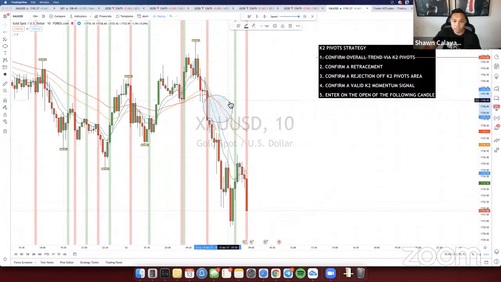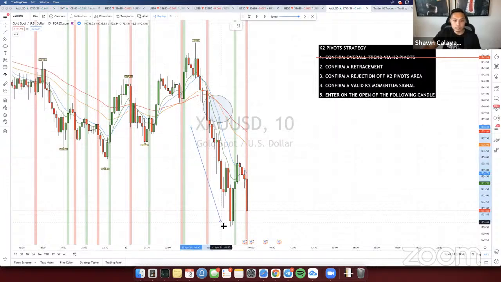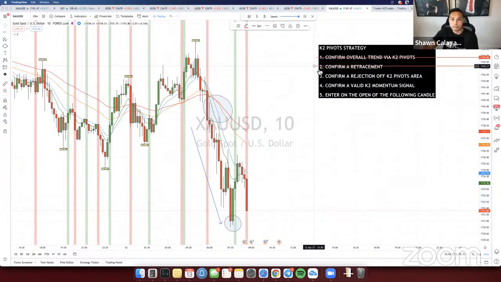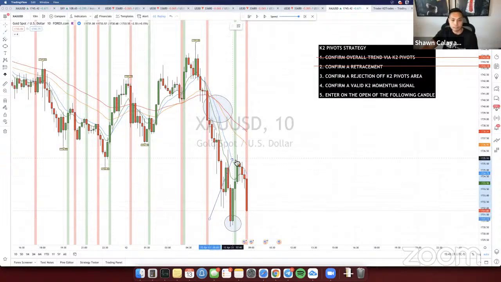Next, you want to confirm a retracement. You can see price was coming down right here, and then from this point, price ends up coming up from here. So this would be considered a retracement from down here. And for the third requirement, you want to confirm a rejection off the K2 pivots area. Obviously right here, you can see when price comes up, it rejects off this point right here, right? Yep. So that's going to be the first 3 requirements.